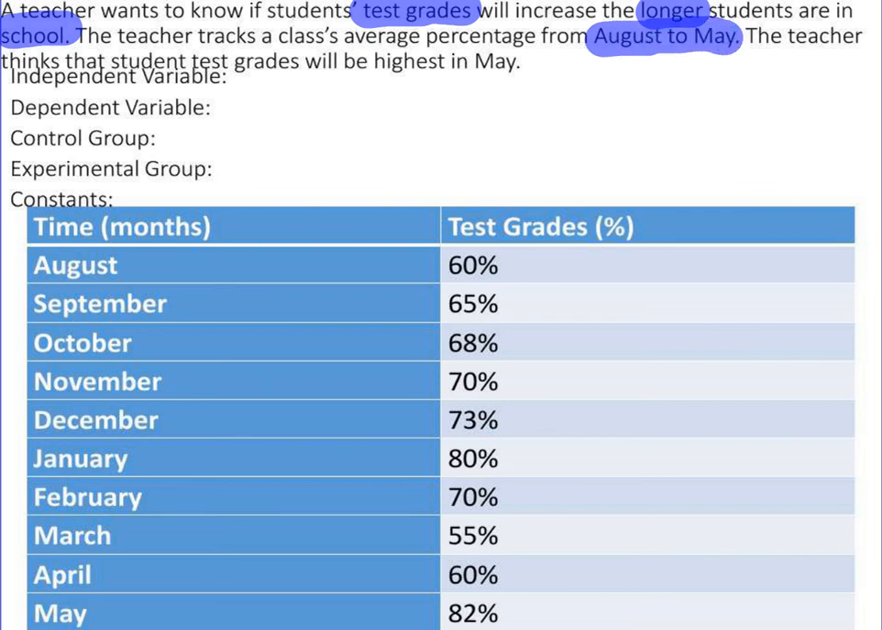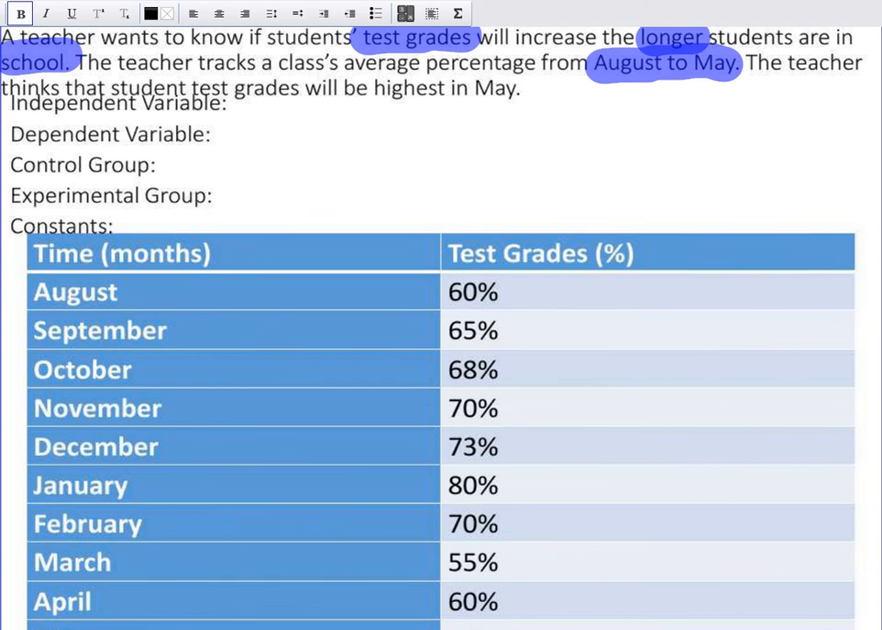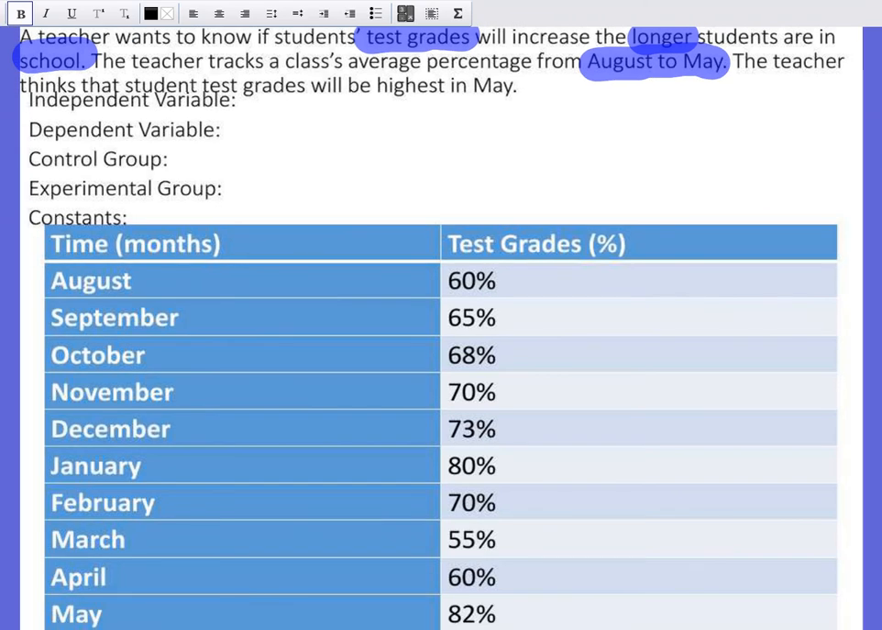So my independent variable is what I'm changing. You can either think, am I changing the time that they've been in school, or am I changing the test grade? And you don't have control over people's test grades, so I would say time in school. The dependent variable is their test grade, it's what you're measuring. I'm also going to include my unit, that was a percentage.